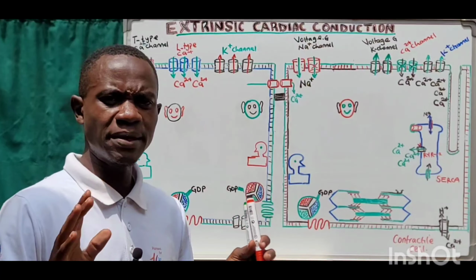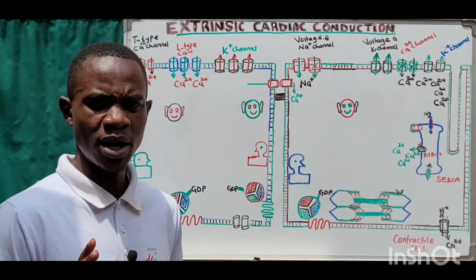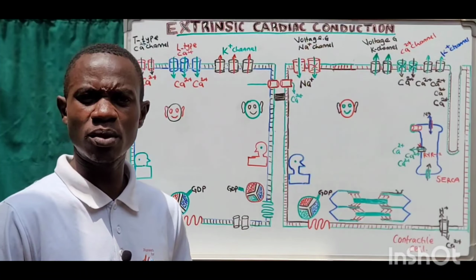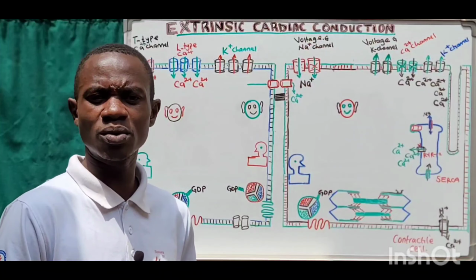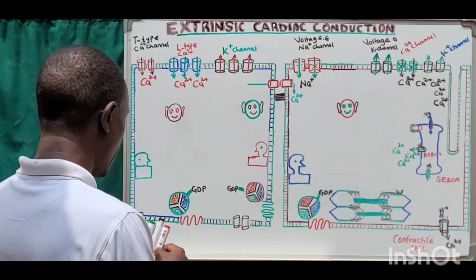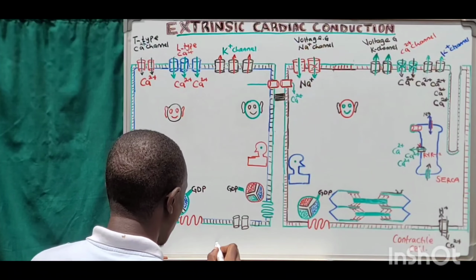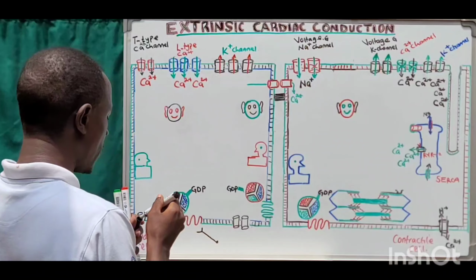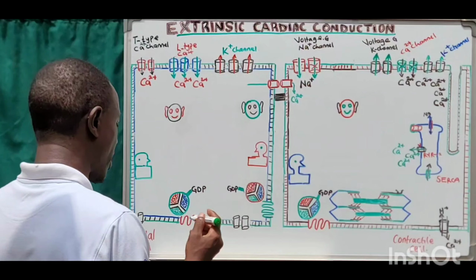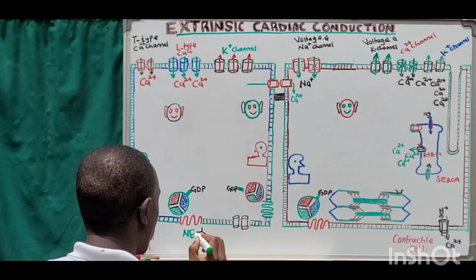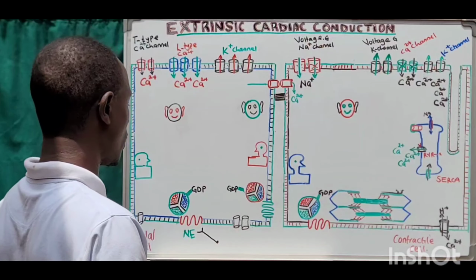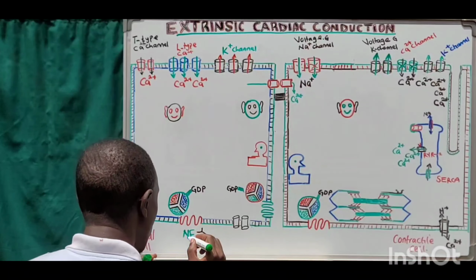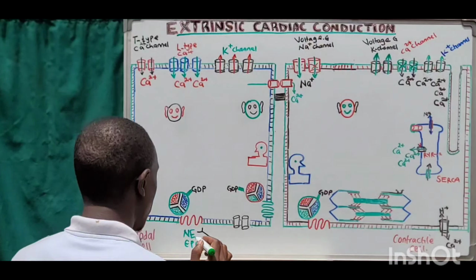Whenever the sympathetic nervous system is activated, you're going to see a release of different chemicals. You're going to see a release of what we call norepinephrine and also epinephrine. So you're going to have, for example, this sympathetic nerve, and this sympathetic nerve is going to be releasing these chemicals. It's going to be releasing norepinephrine, and we shall also have the release of epinephrine from the adrenal medulla of the adrenal gland.